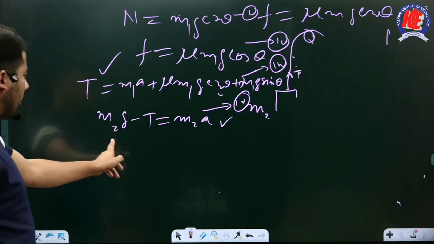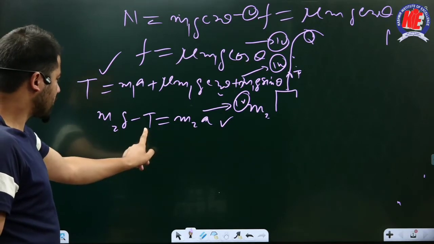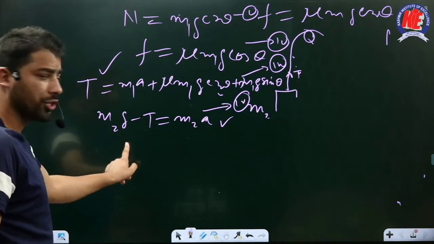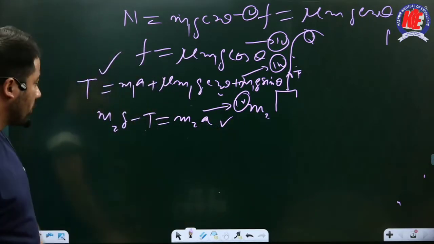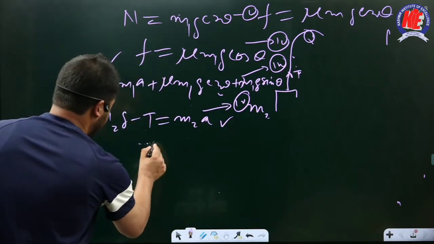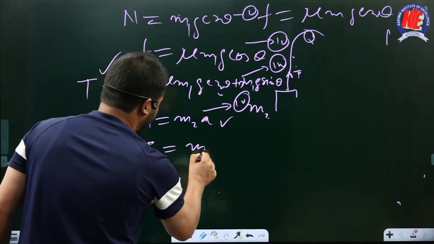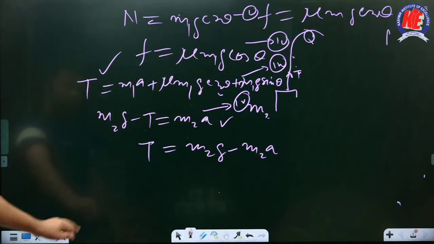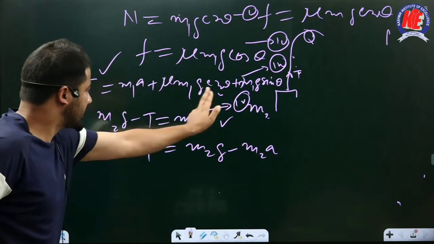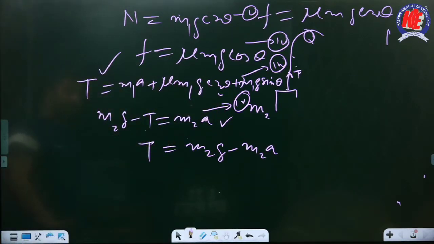Now I can do one thing here. I can just transform this tension and put it here. What I will get, I will rearrange equation 4 a little bit. If I have tension here, it will be m2g minus m2a, right? So I will put this tension here and compare it with this, so what will I get here?